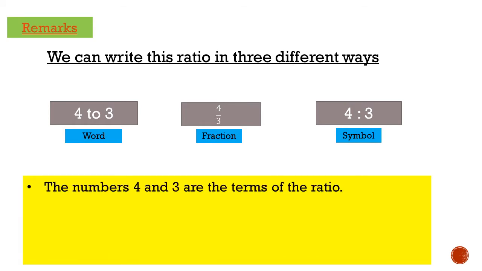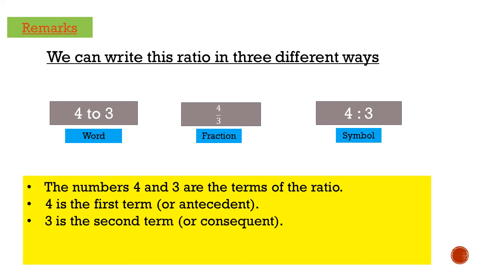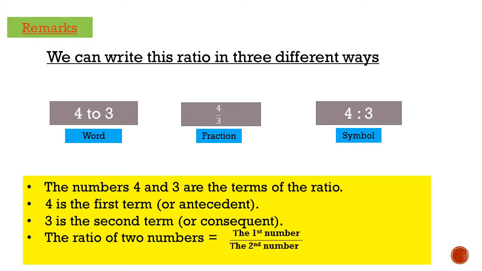The numbers 4 and 3 are the terms of the ratio. 4 is the first term, or we call it antecedent. 3 is the second term, or we call it consequent. The ratio of 2 numbers: if you need to find the ratio of any 2 numbers, it equals the first number over the second number.